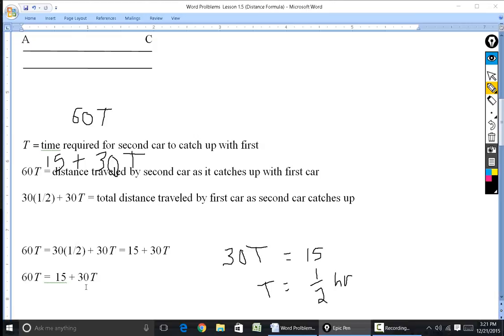Okay, we'll continue with, again, other problems involving different types of word problems that you could encounter in a basic algebra class.